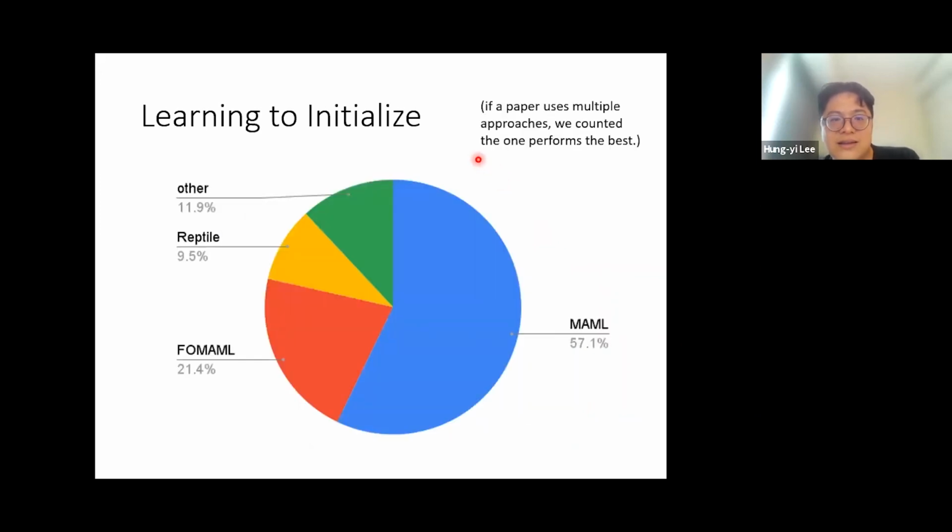Then let's take a look at what algorithms people use. I only consider learning to initialize here. Actually, there are more papers that do not use the learning to initialize algorithm, but I only consider the papers about learning to initialize here. And you can find that more than 50% of the papers apply the original MAML, and other papers also explore some approximation approaches like first-order MAML and Reptile.